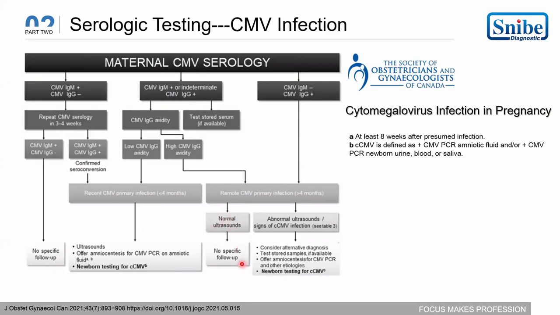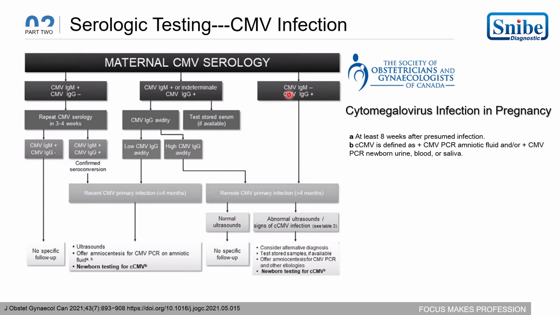Normal ultrasound, no specific follow-up. But abnormal ultrasound and signs of CMV infection seen, then consider alternate diagnosis. Then the test is stored as samples if available. Amniocentesis for CMV PCR and other etiology is required. So newborn testing for the CMV is required.